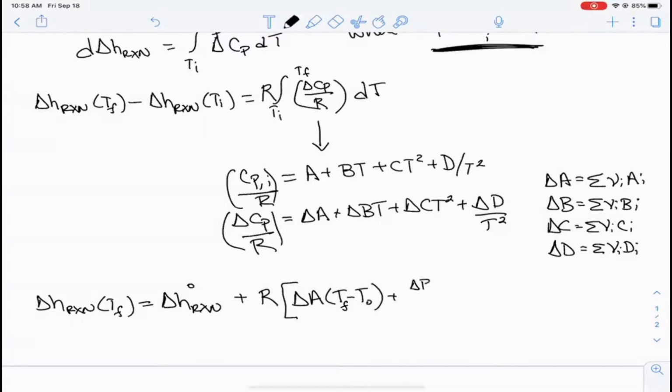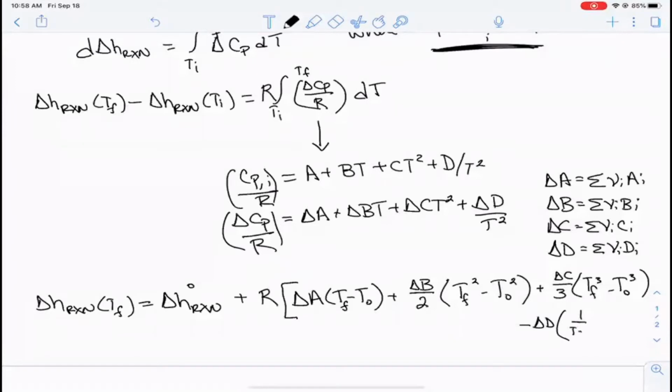Plus delta B over 2 times T final squared minus the standard temperature squared, plus delta C over 3 times T final cubed minus the standard temperature cubed, minus delta D times 1 over T final minus 1 over T0, okay? And then end the brackets there. So one of the things that we could do is then use this equation to find the heat of reaction at a final temperature. And then of course we could always use that to compare to standard temperature and pressure.